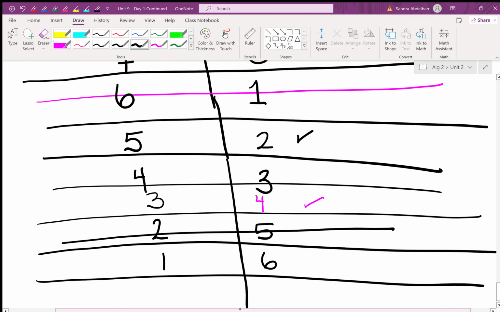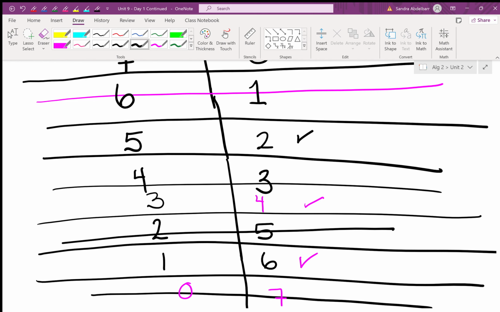Yes, that works. And 0 and 7, does that work? No, 0 and 7 does not work. Tejas? Wait, how do you know if it works or not?